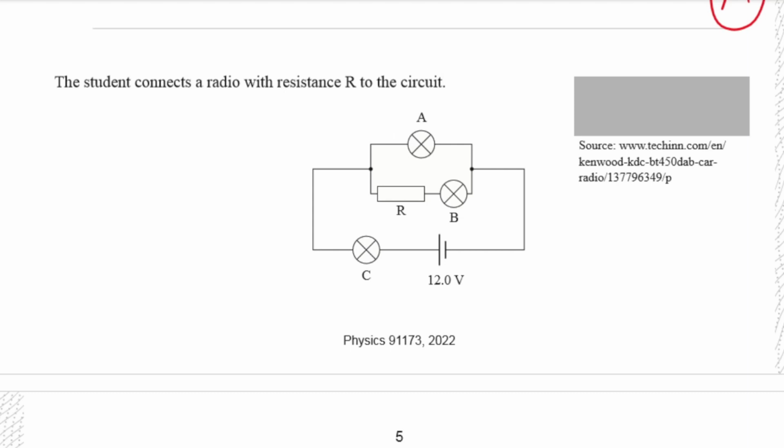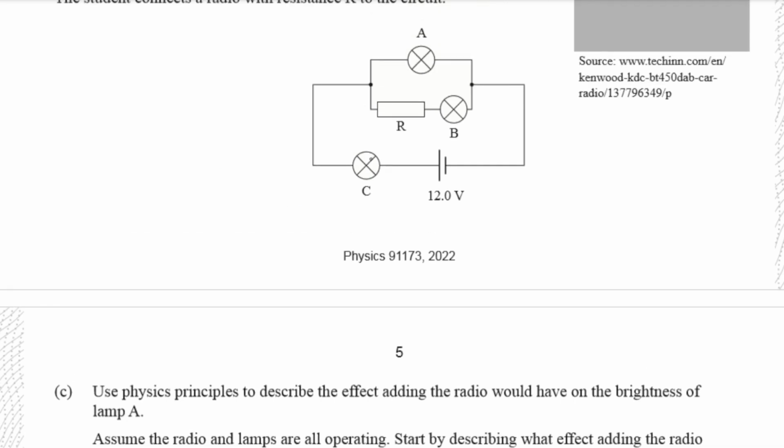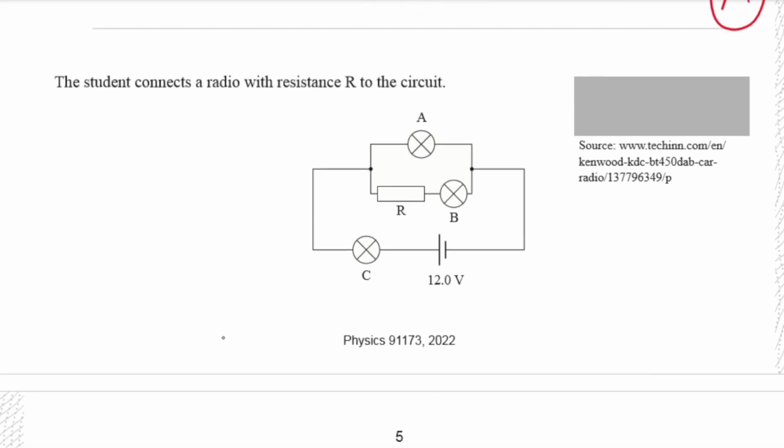The student now connects a radio with resistance R to the circuit. So they placed it in series with one of the headlights. Interesting choice. Now use physics principles, because we're doing a physics paper, to describe the effect that adding the radio would have on the brightness of lamp A. We can assume everything's operating, so current is flowing. Start by describing the effect on the circuit resistance.